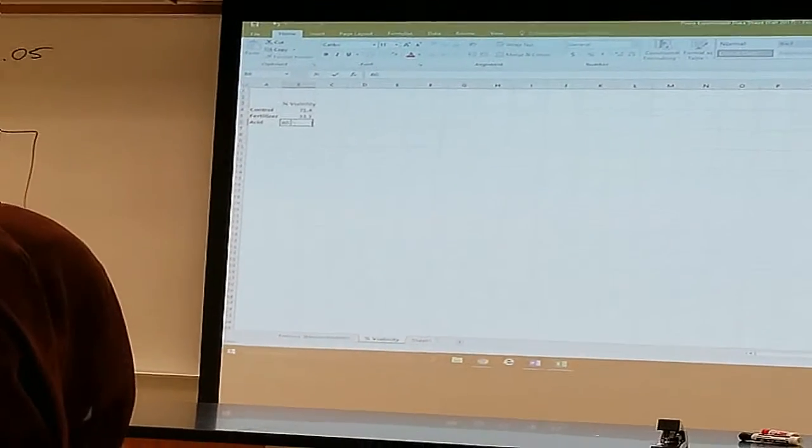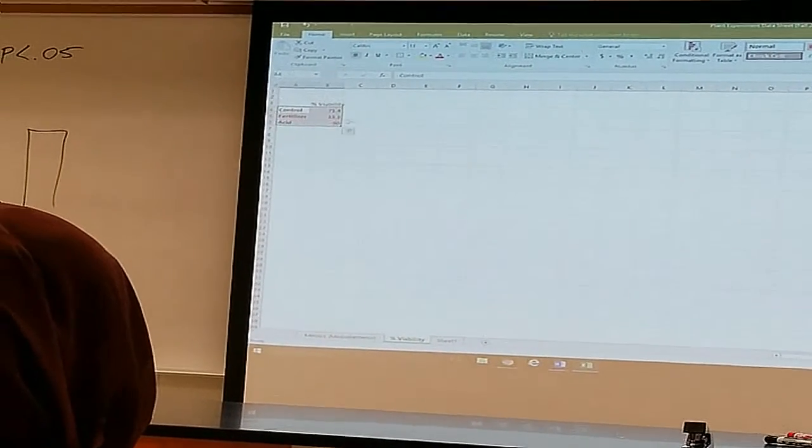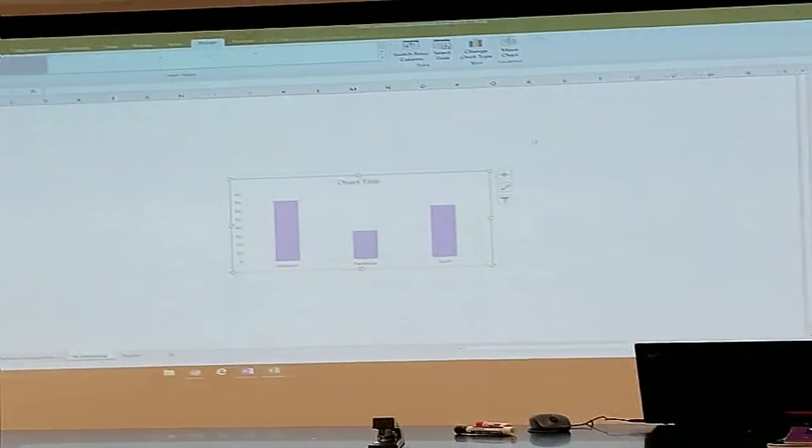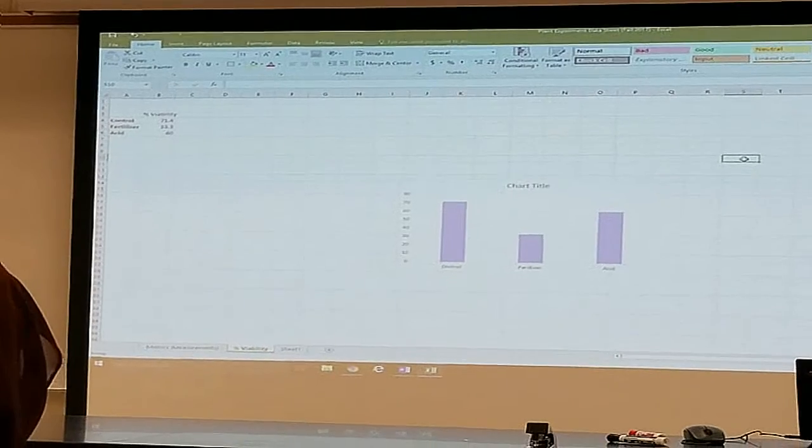So this also needs to be in a graph as well. So you take this, you hit insert, and you put this in a graph. There's a percent viability graph. Okay.